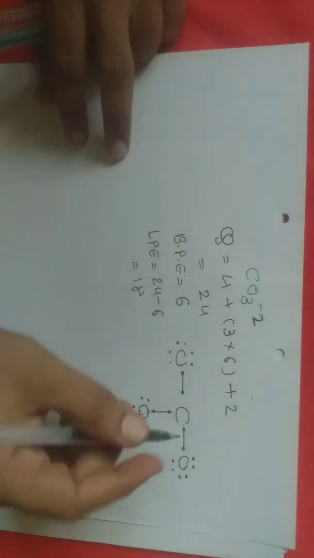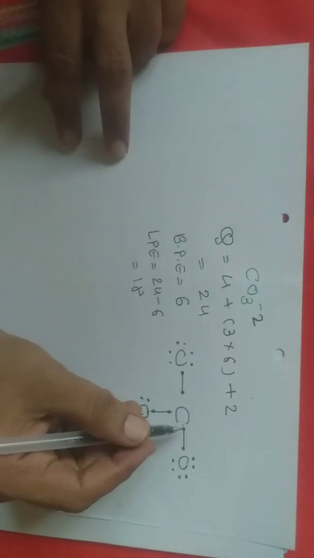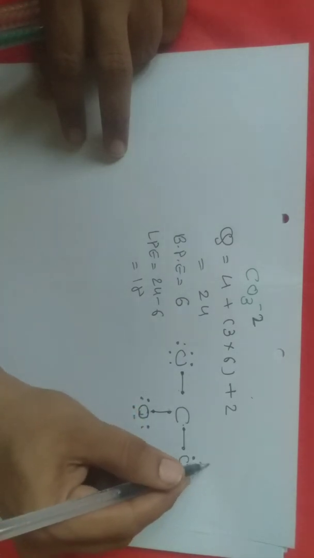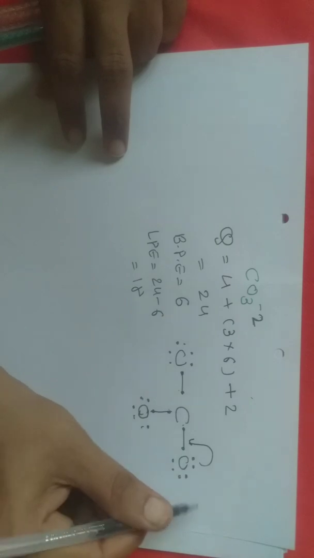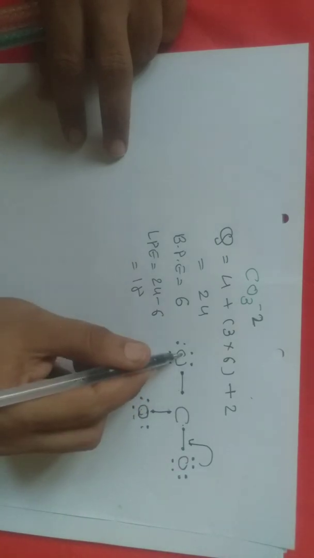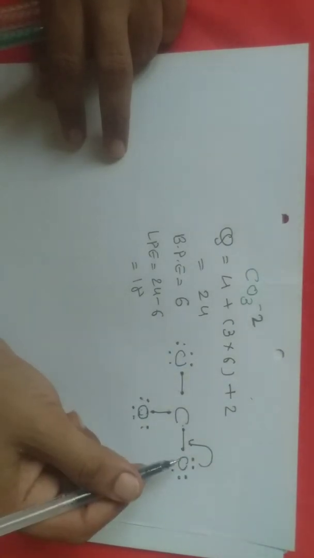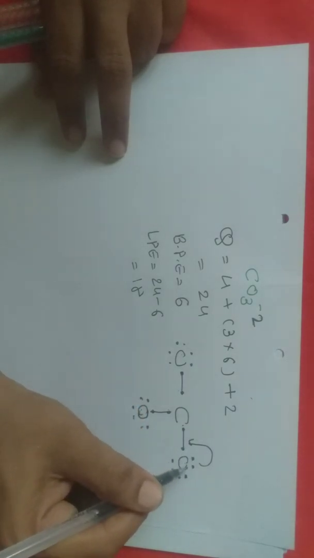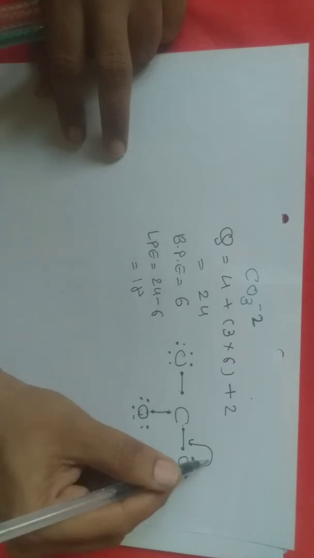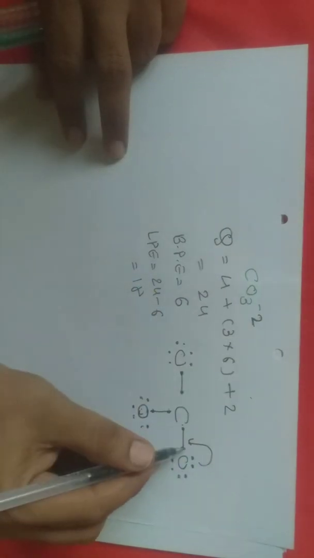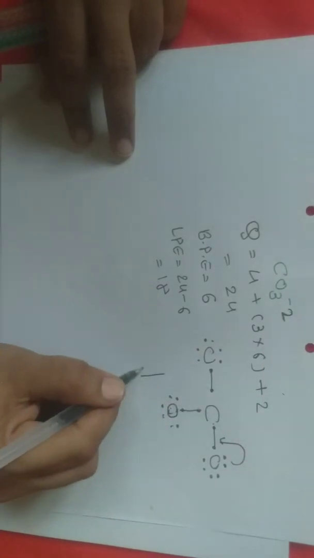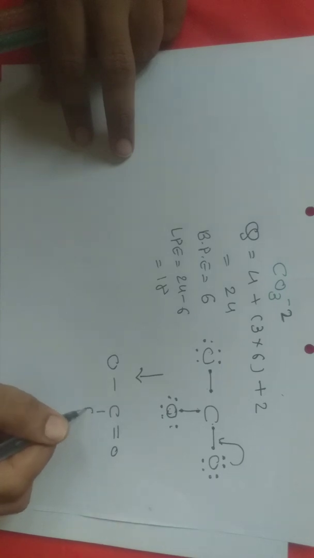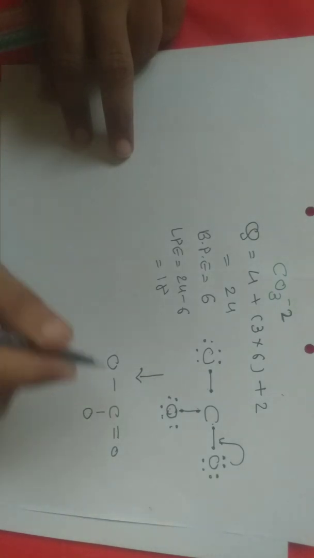So to maintain the octet of carbon, to maintain the maximum valency of carbon, carbon will make a double bond, and whenever we are making a double bond, we have to use the lone pair of a corner atom. You can use the lone pair of this corner atom, or this one. Any corner atom can utilize their lone pair, but for the most convenient way, we always take the lone pair of the right-hand corner atom. So my structure will be like this: oxygen, carbon, double bond, oxygen, and oxygen. Right? So this is my structure.